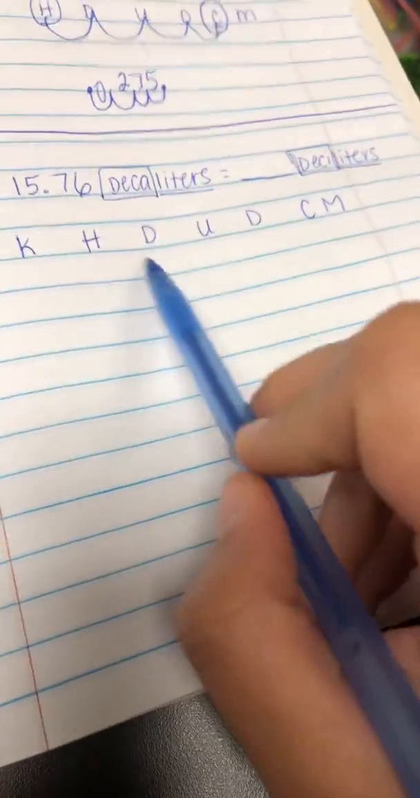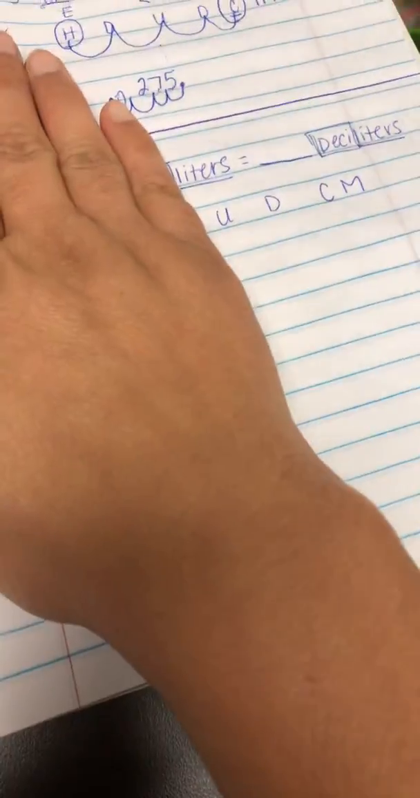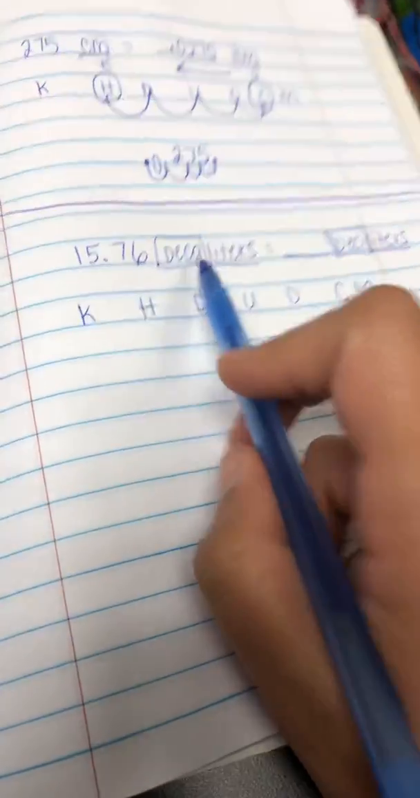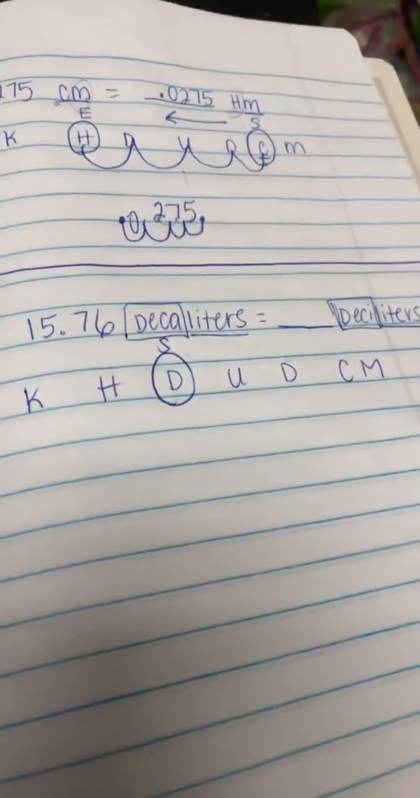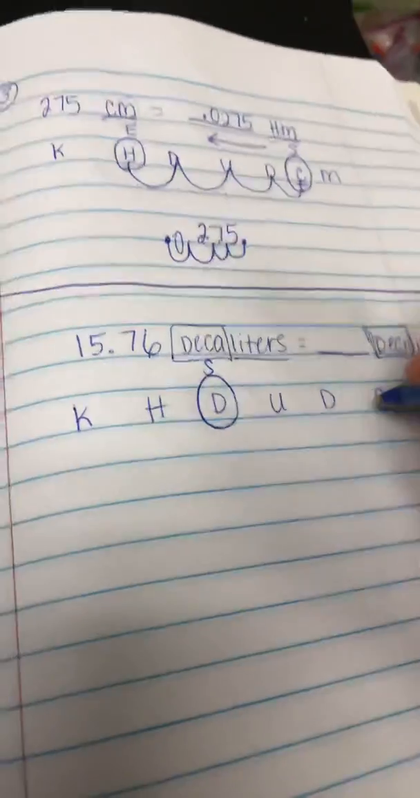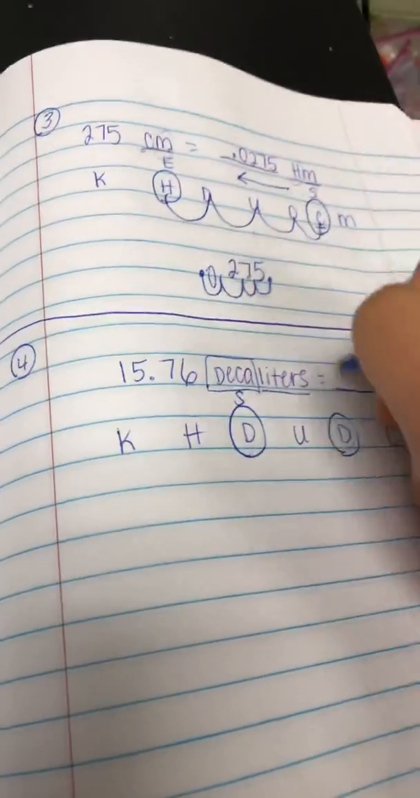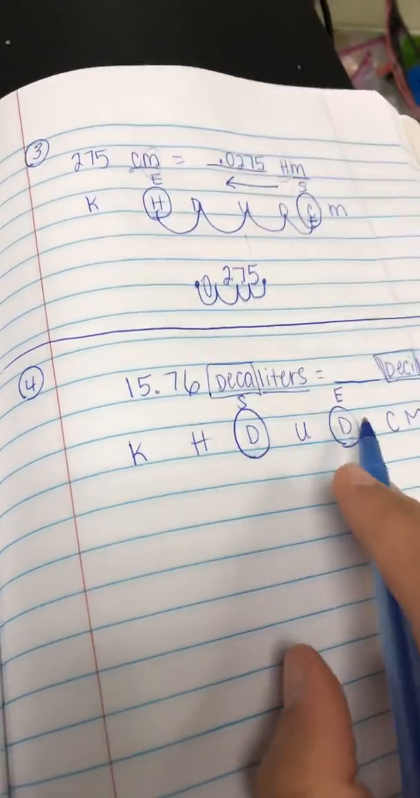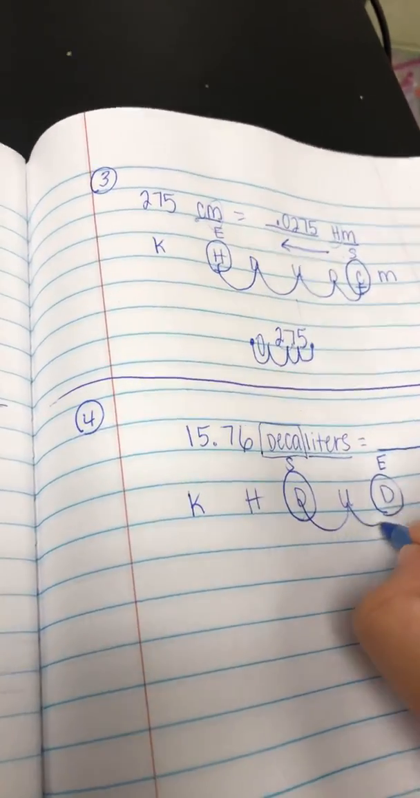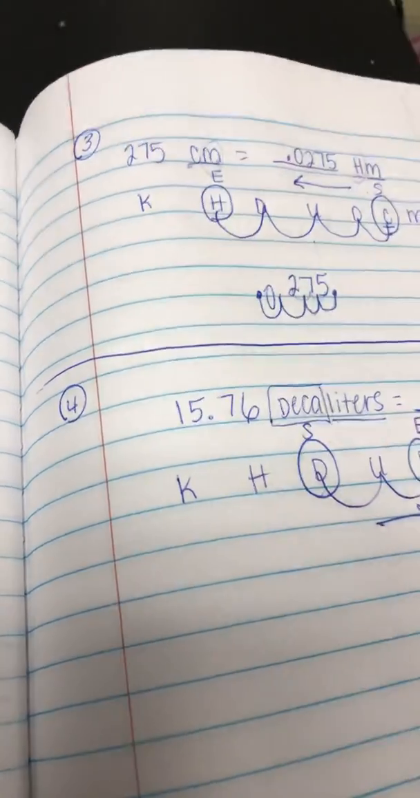Deca is before my unit because after the unit is deci, centi, milli. They all end with I's, and deca does not end with an I, which tells me it's right in front of my unit. And if you're not comfortable with that, just flip the page back and you can find it. It's right before your unit. I'm going to put an S above this because this is where I'm starting. And then deci is after my unit. So I'm going to circle the other D after my U, my unit, and put an E. That's where I'm going to end. So to get from deca to deci, that is 1, 2, but it's 2 loops to the right.